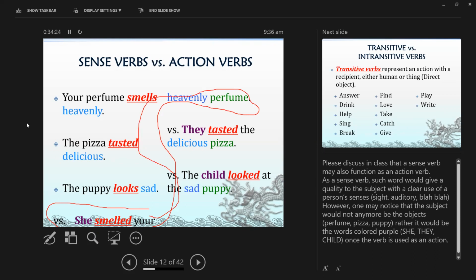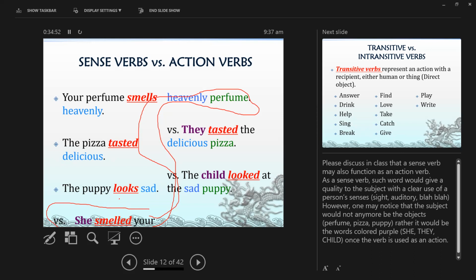So, again, your perfume smells heavenly, and then she smelled your heavenly perfume. So, on the second example, smelled is used as an action verb because it is the direct action of the subject, which is she. She smelled the perfume. Okay? Third example, the puppy looks sad.